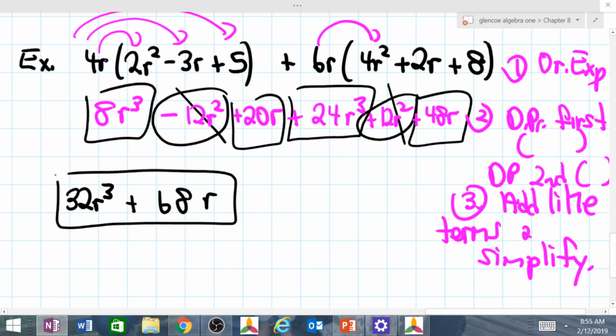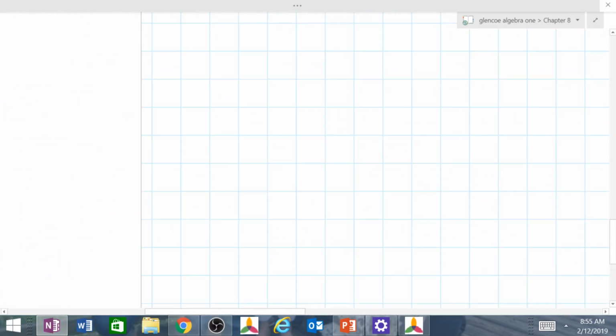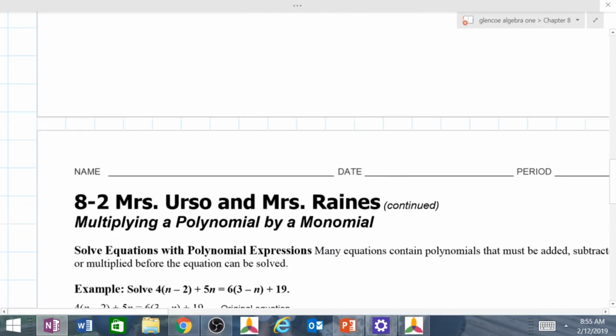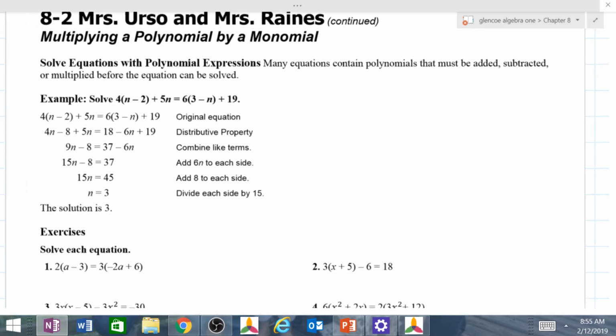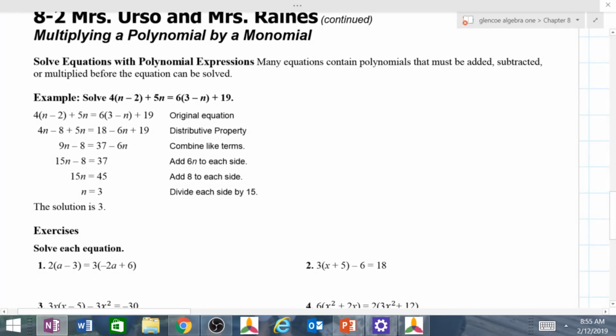Does that help? Okay, so we're going to move on to the second part of our lesson, which is solving a polynomial equation. To solve equations with polynomial expressions, many equations contain polynomials that must be added, subtracted, or multiplied before we can even solve the equation. So what we're going to do is take care of business. This is your steps. Original equation. Let's take care of business on the left side. Then let's take care of business on the right side. And then we're treating it like any other equation.